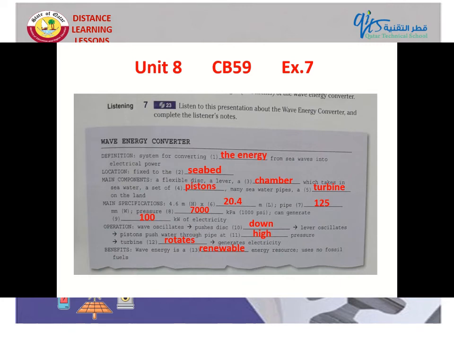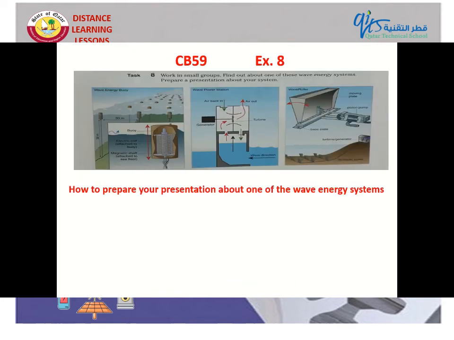Very good. Now, it is time for you to identify how to make a presentation so that you can make your own presentation about any of these systems. Now, tell me, what did the speaker mention in his presentation? Great. He mentions the operation, the benefits, the purpose, the specifications.